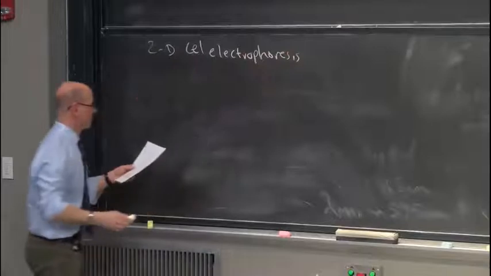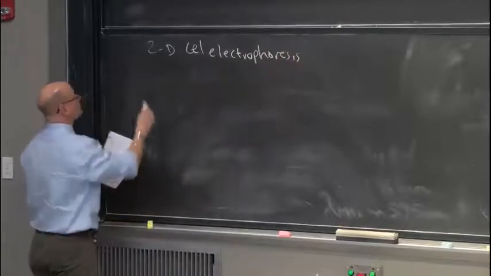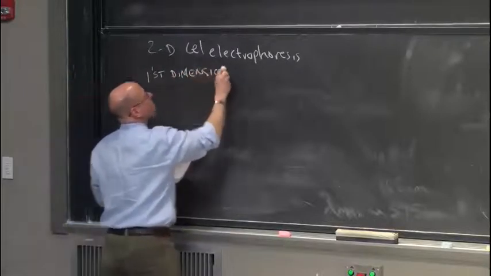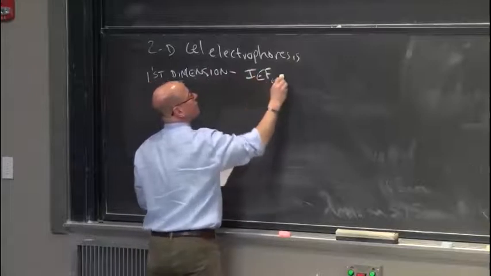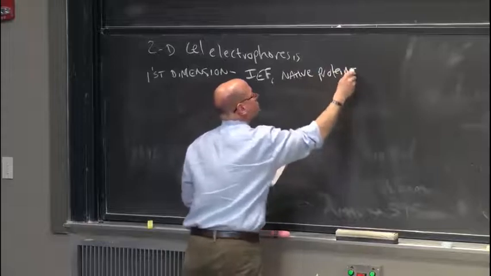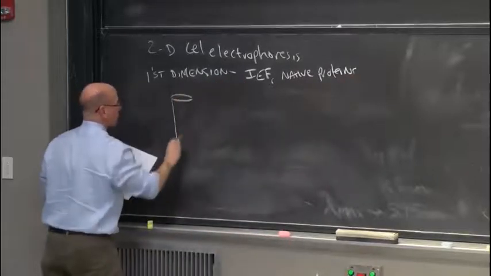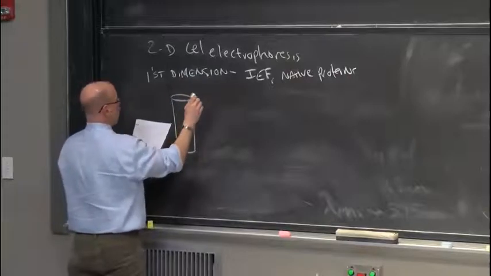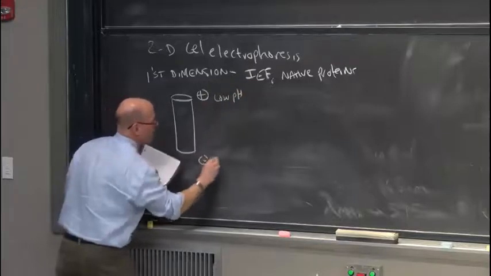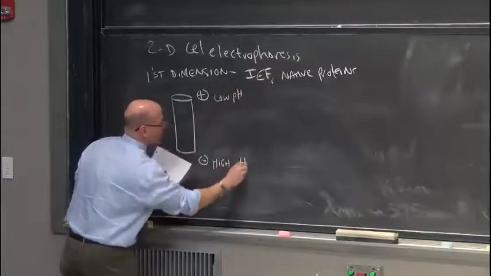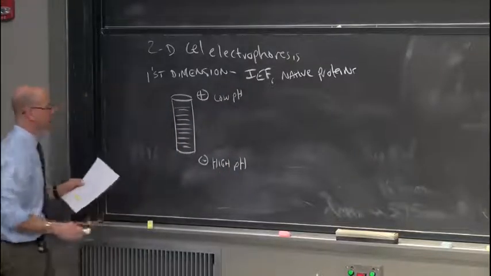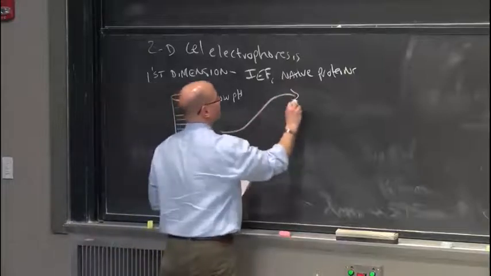And it involves two steps. Okay? So the first step, the first dimension, is always IEF, isoelectric focusing, with native proteins. No SDS around. Okay? So now again, I'm going to run my gel. This was the positive end that was low pH. This was the negative end that was high pH. And I'm going to run my gel, and I'm going to get a whole bunch of proteins that stack up like this.